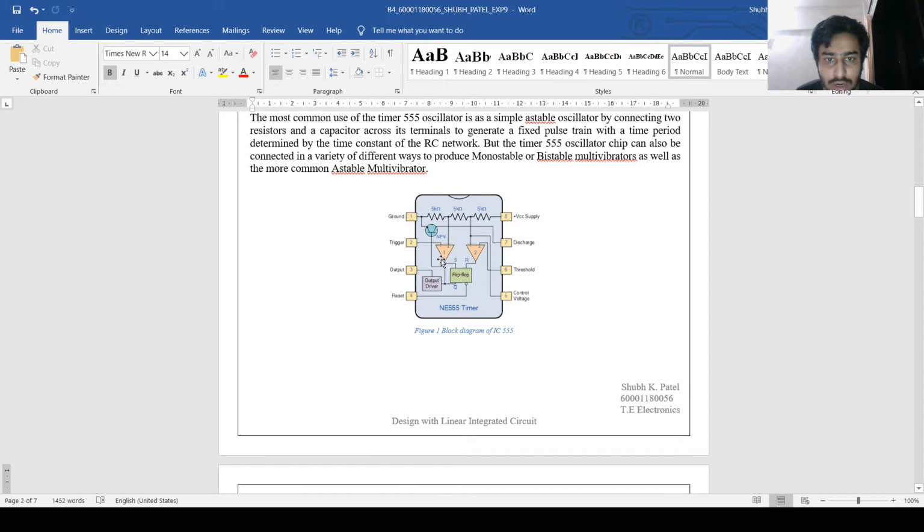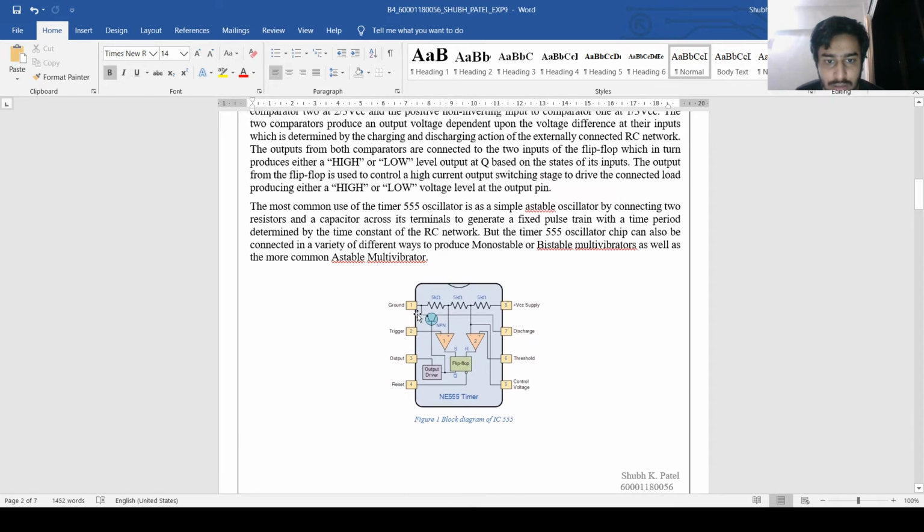So this is the block diagram of IC 555. We have ground connected to pin 1, VCC supplied to pin 8. Then we are going to provide triggering input signal at pin 2, and at pin 5, which is the control voltage, we are going to provide a modulating signal, and we are going to get our output at pin 3.